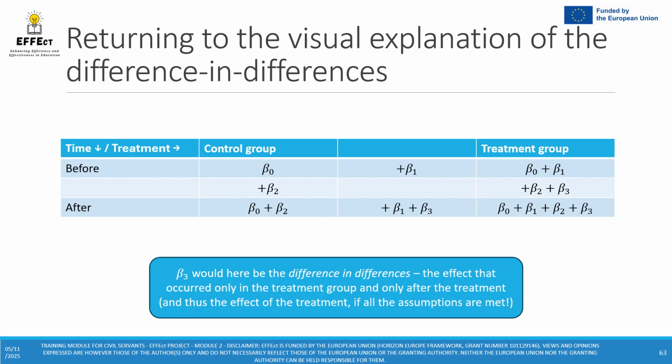Let us use this knowledge to come back to our visual explanation of the difference in differences approach. As we have previously described, beta 3 is the difference in differences. Or beta 3 is the effect that occurred only in the treatment group after the treatment, and if all the assumptions are met, is therefore the effect of the treatment. So what we actually want to establish is not a huge beta 3, but a significant beta 3. Once beta 3 is significant, we can be sure that our intervention had an impact.